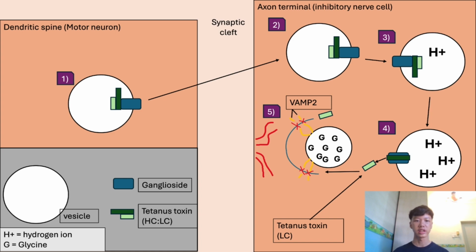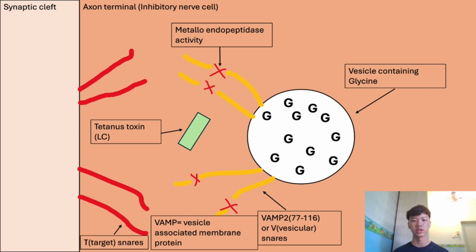The light chain of the tetanus toxin will then cleave VAMP2. VAMP stands for vesicle-associated membrane proteins, which are proteins involved in exocytosis. The VAMP or V-SNAREs need to bind with the complementary T-SNAREs on the plasma membrane to facilitate exocytosis. Now, the tetanus toxin light chain has removed an amino terminal peptide on the V-SNARE through metalloendopeptidase activity.